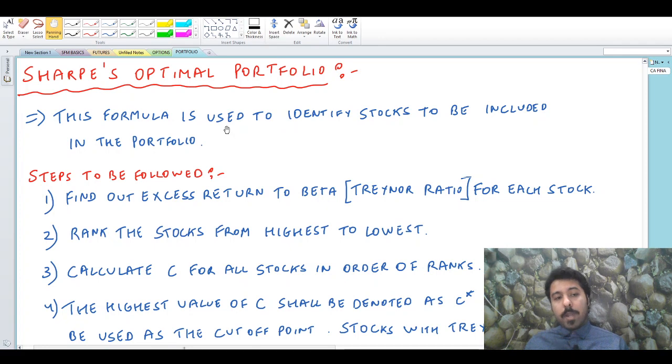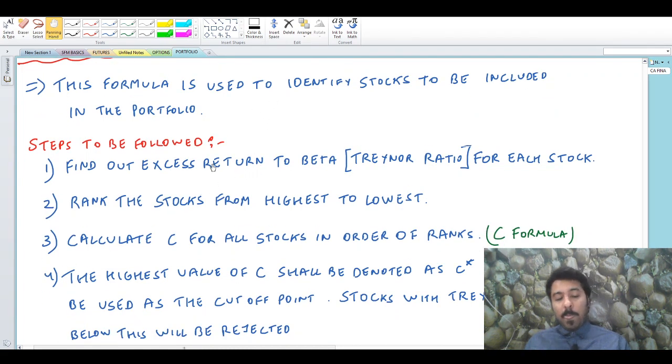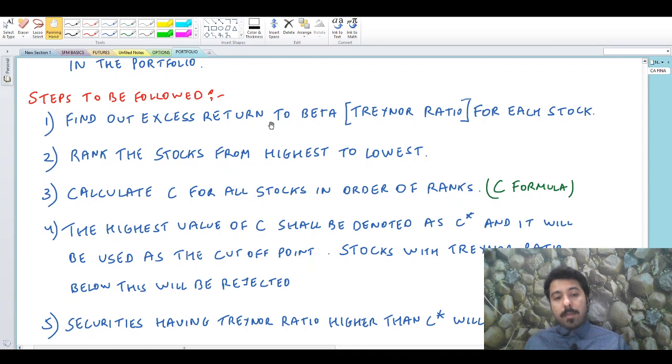We come to the last topic, that is Sharpe's optimal portfolio. This formula is used to identify stocks to be included in the portfolio. How to evaluate and identify stocks, which stocks are the best to suit our portfolio. See, you need to follow the following steps. First is find out the excess return to beta for each stock. We've already studied this, the Treynor ratio, (RX minus RF) upon beta. That refers to the extra return earned as compared to risk-free securities by investing in this stock. So that is Treynor ratio.